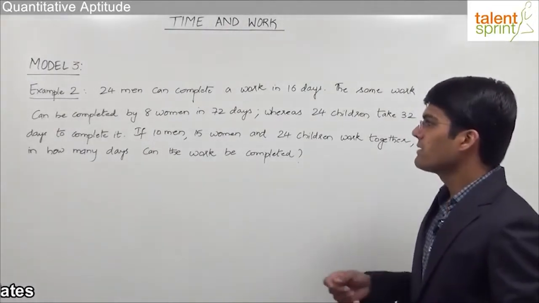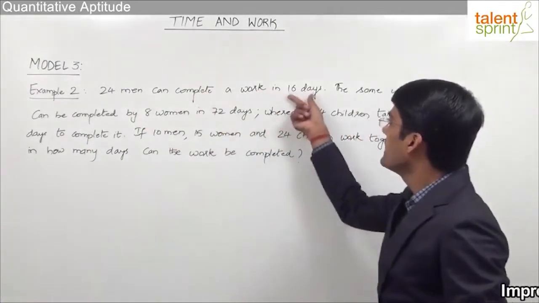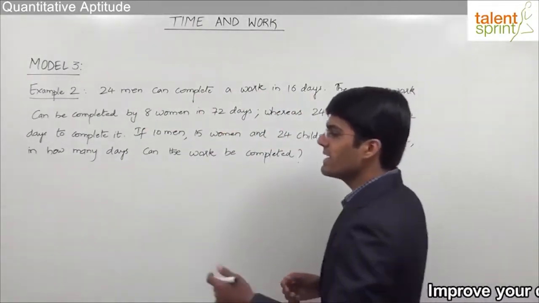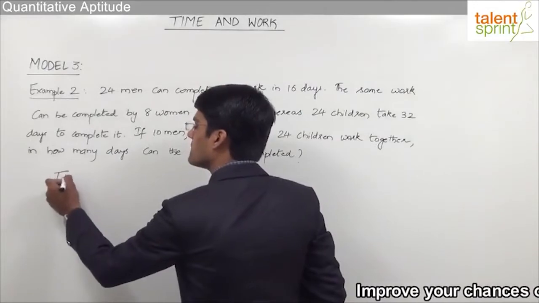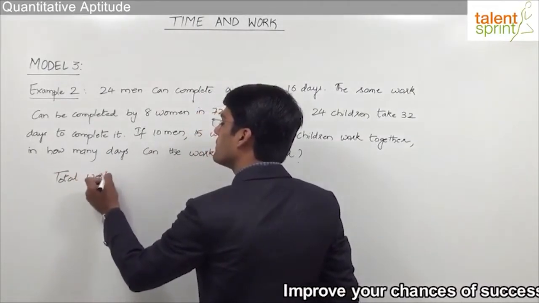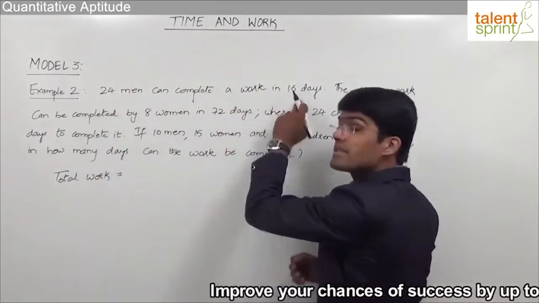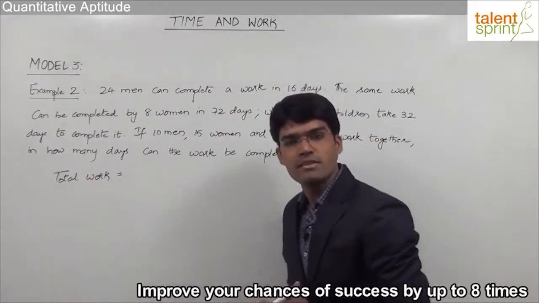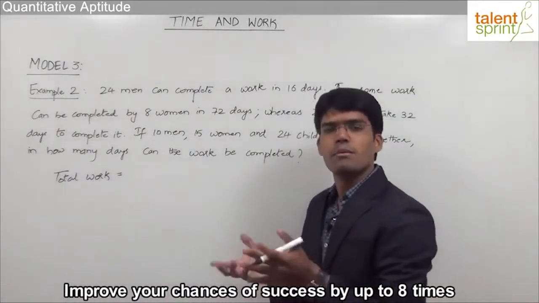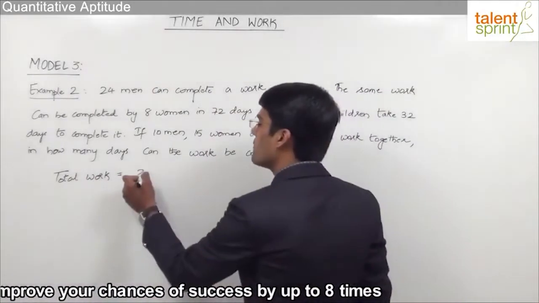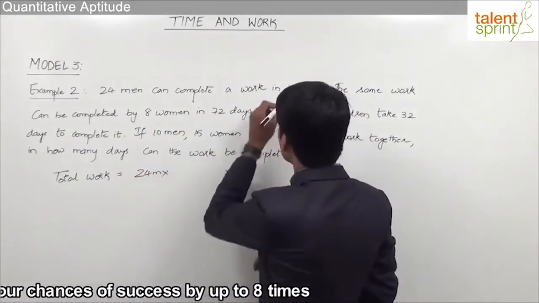So as given in the question, 24 men can complete the work in 16 days. So we can say that the total work will be equal to 24 men into 16 days, as the work can always be measured in terms of men into days or persons into days. So 24 men into 16 days.